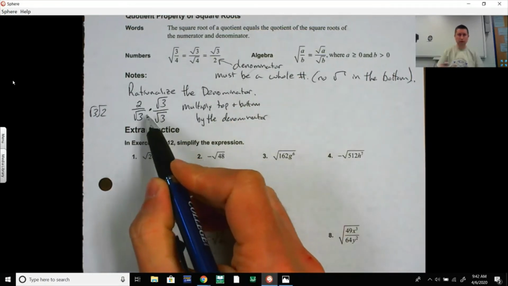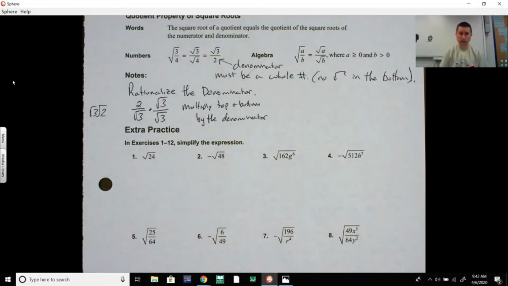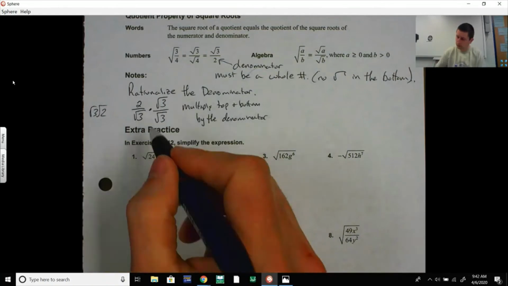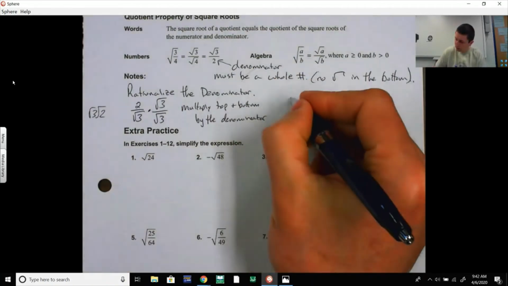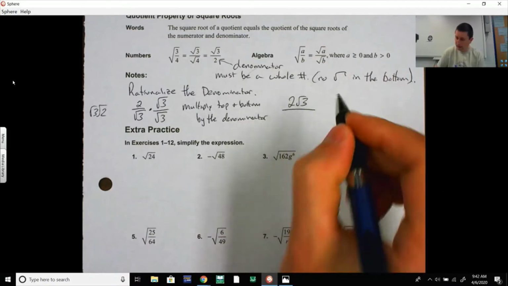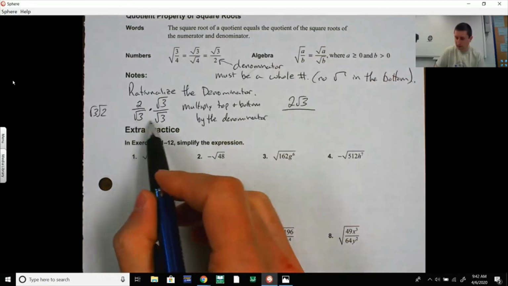So here we're multiplying by 1. Root 3 over root 3 is 1. We're multiplying by 1, except it's just written as root 3 over root 3. So on top, we get 2 root 3, 2 times the square root of 3. Now on bottom, root 3 times root 3.